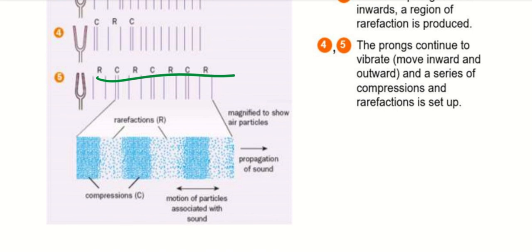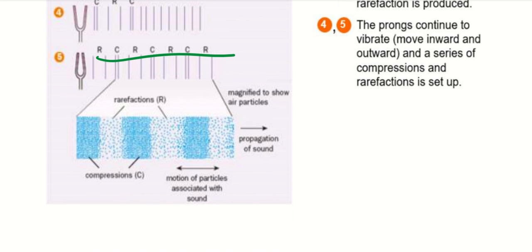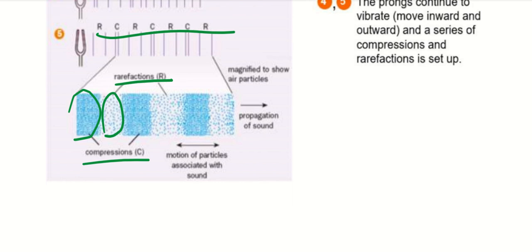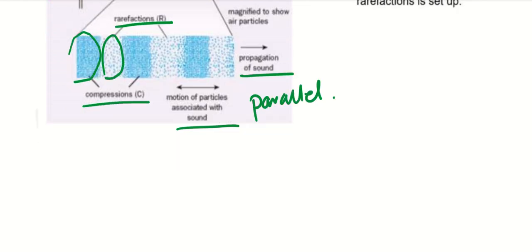If I map out the particles, I will have compression where the particles are close together and air pressure is higher. Beside it I will have a layer of rarefaction, where the particles are far away and the pressure is lower than atmospheric pressure. As the sound goes from left to right, the particles also vibrate in a direction that is parallel to it, also in a left to right direction. Okay, same direction.